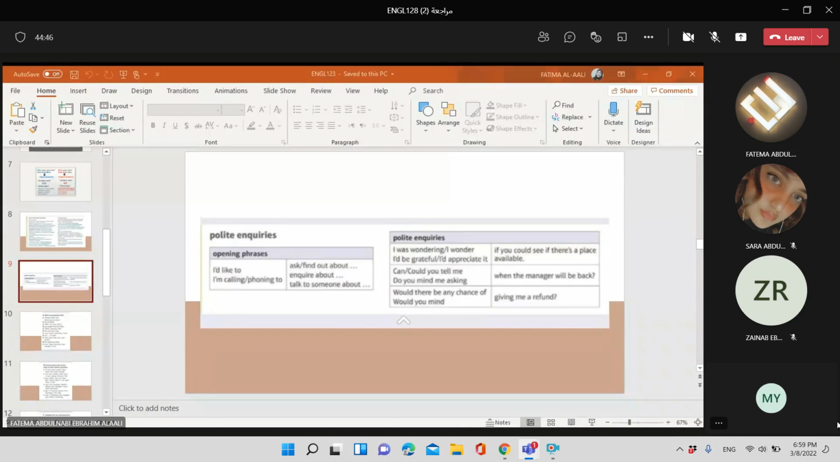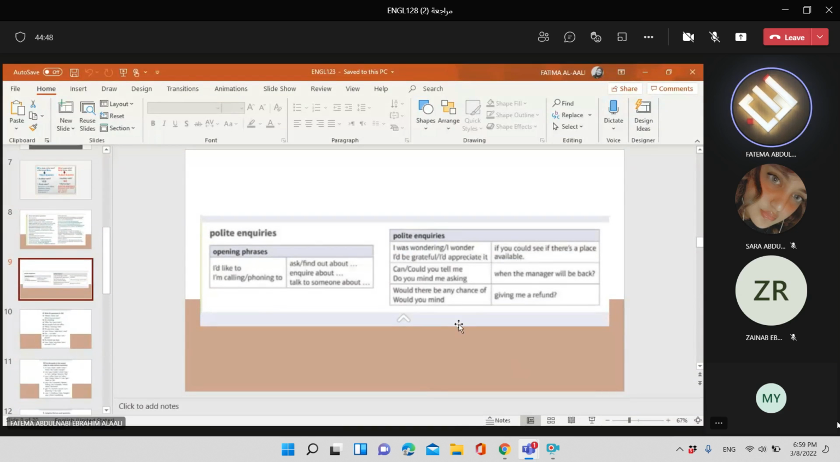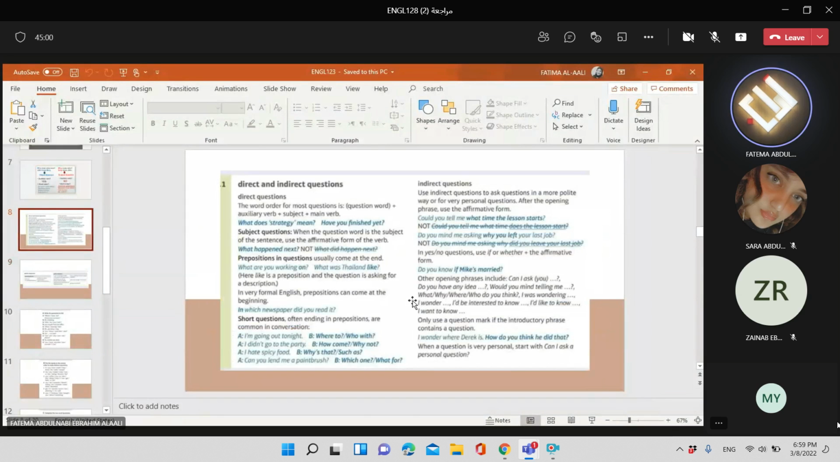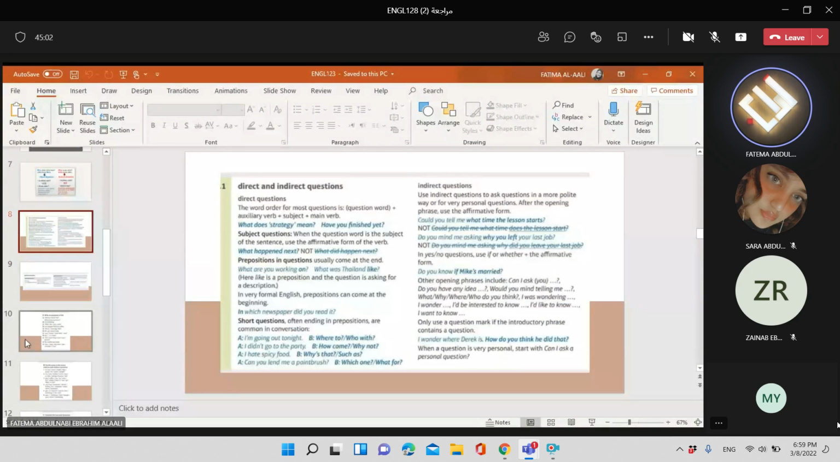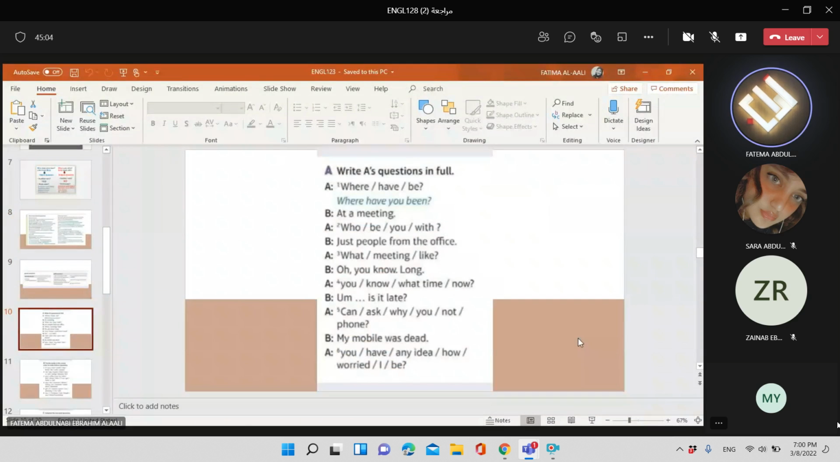So again, here are opening phrases. Again, I wonder, we just repeat the things that we have said here. So we'll move directly to the exercise. Exercise A. Write the questions in full.